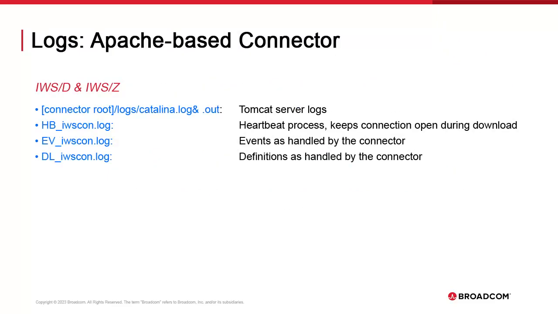The second connector is Tomcat-based for IWS. Troubleshooting relies on the Catalina files. We use them to troubleshoot Java issues, connection, and data acquisition failures. You also have three IWS CON files: the heartbeat process, which is analogous to AAI's Hibernate process, and two files for the logging of data acquisition cycles, EV for events, and DL for definitions.